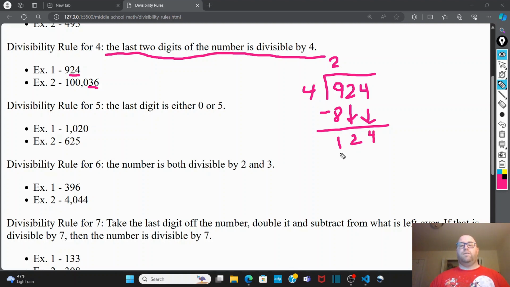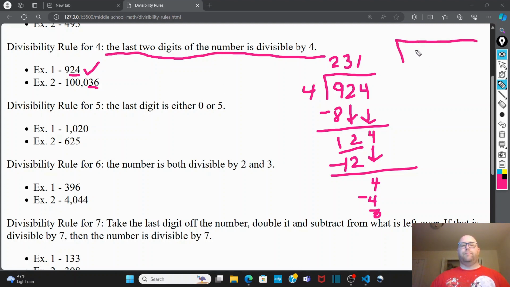4 goes into 12 here 3 times. 3 times 4 is 12. So we're going to do 12 minus 12. That's 0. I don't need to write it. Bring down the 4. 4 goes into 4 once. And 4 minus 4 is 0. So we have our remainder of 0 for this one. This one checks.